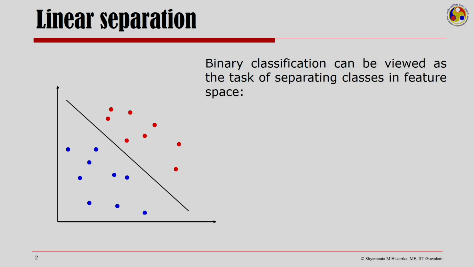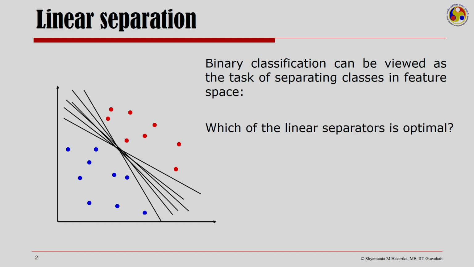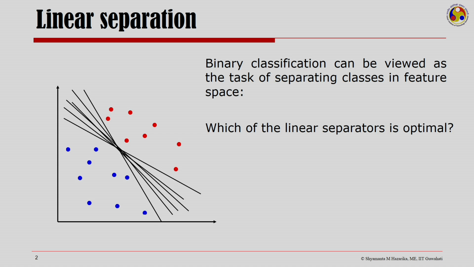So, we could have a number of decision boundaries as shown here. We could have ones that are very close to the blues, ones that are very close to the reds, or ones that lie somewhere in between. The question is, which of the linear separators is optimal? And this is what the support vector machine algorithm tries to figure out.